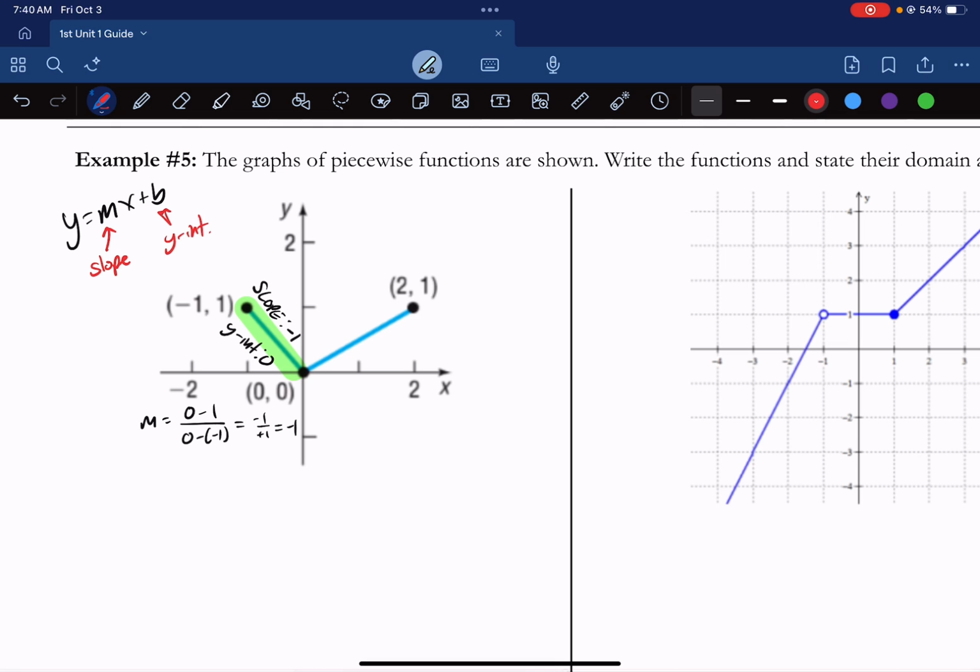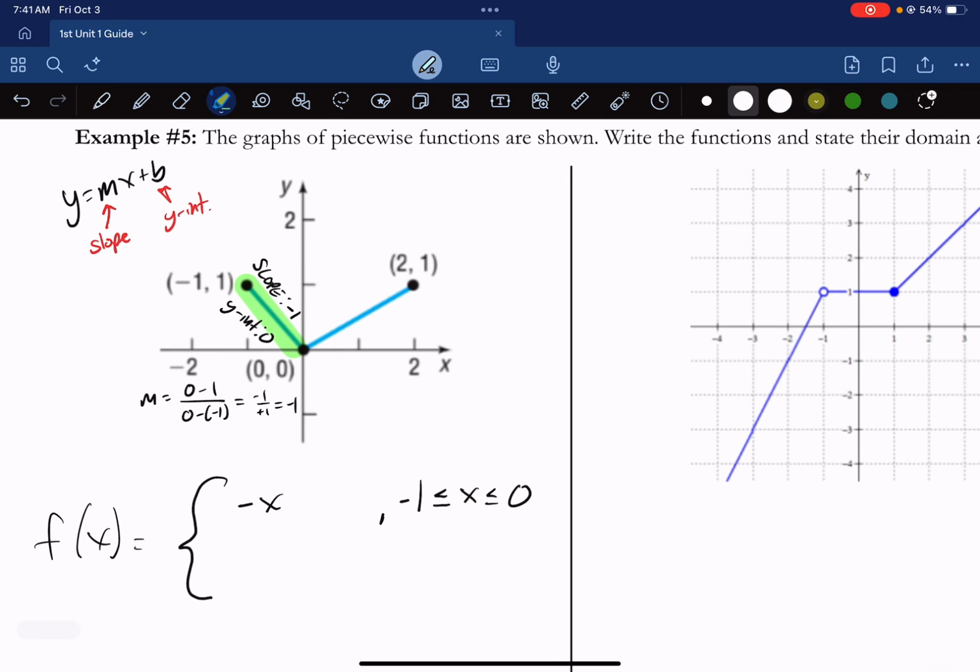So I have the first piece of this piecewise function, f of x, is -1x plus 0. We can just write -x. And now we need to define what piece of the domain it is for. So we're talking about this with respect to x. It starts at -1, and -1 is included. So -1 is less than or equal to x, which is less than or equal to 0.